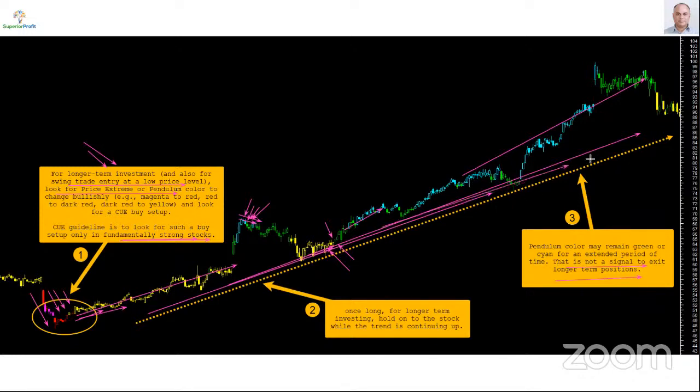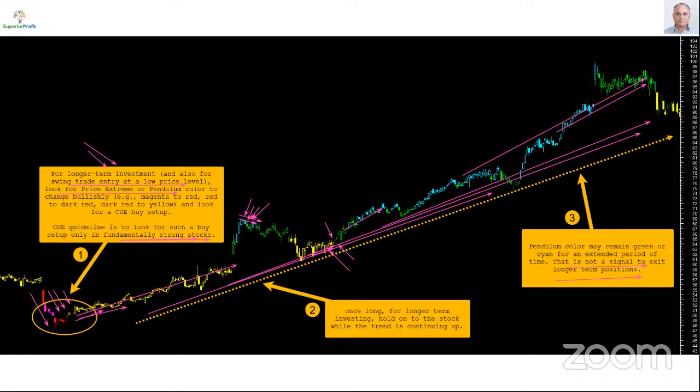Because we are here thinking of longer term investing, we'll continue to hold it as long as we can, using swing high, swing low, using the weekly boss trend line, looking at industry, looking at fundamental valuation, etc. We'll continue to hold as long as we can. Becoming green in pendulum color is not a signal to exit a long-term investment. For swing trading, anyway, we exit at initial profit target. For longer term investing, we'll hold onto the stock as long as we can.